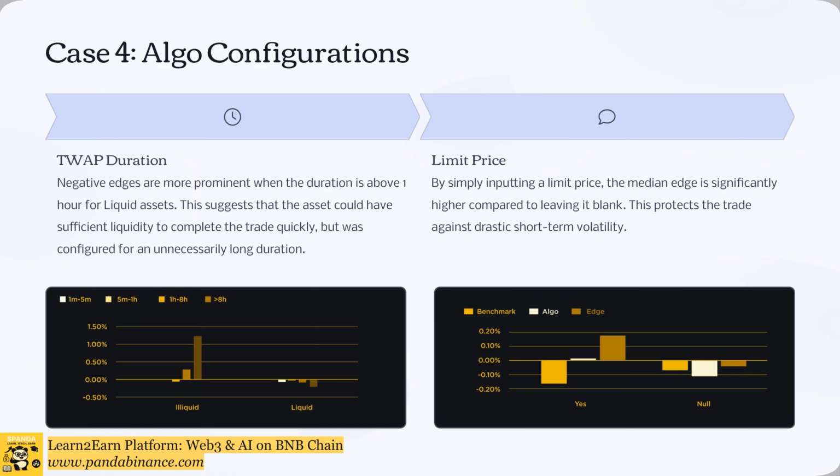Next, let's explore the influence of limit price. The simple act of adding a limit price for both TWAP and POV can drastically improve the median edge, as demonstrated by the substantial gain shown in the graph. This risk management technique safeguards against sudden price swings by preventing execution at unfavorable levels.